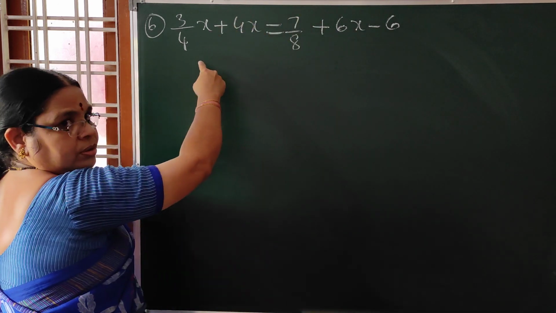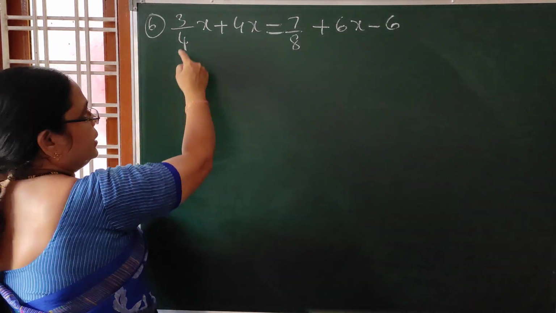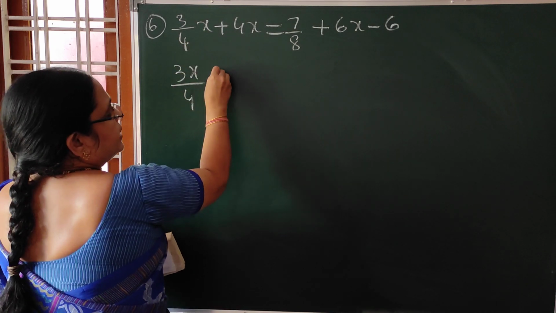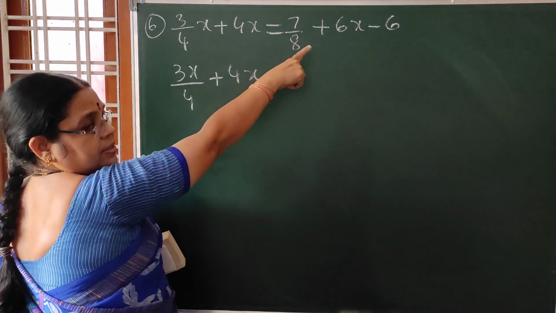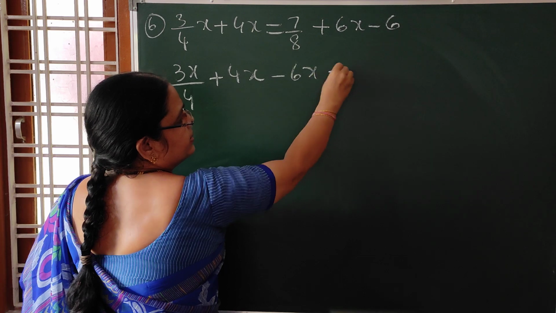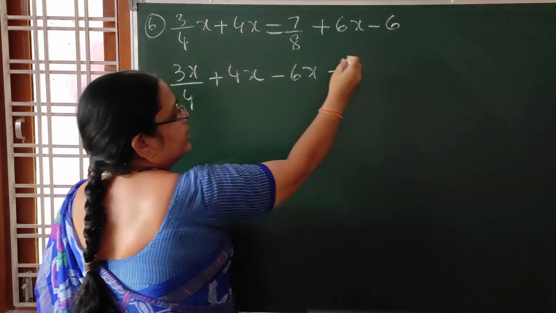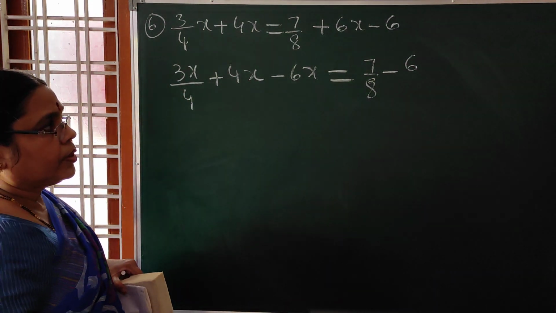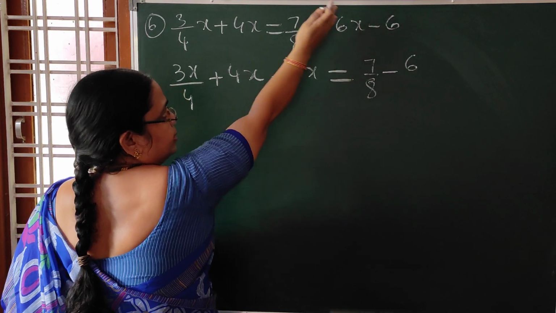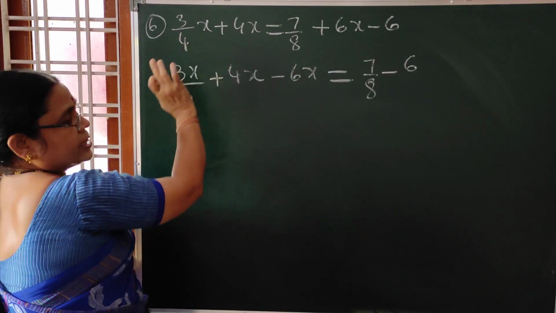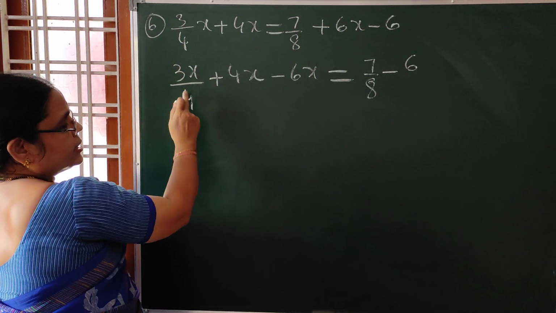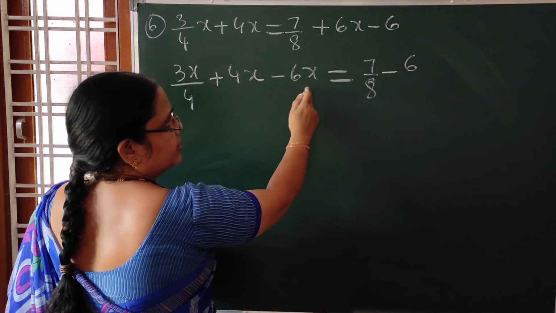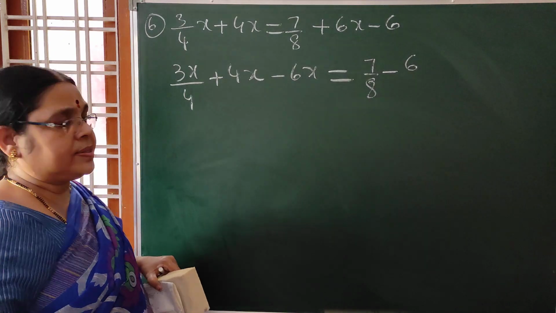So now you have to separate these constants and variables. So this variable will come to LHS. In LHS what do you have already? 3/4 x. 3/4 into x becomes 3x/4, plus 4x. From RHS plus 6x is coming, so it becomes minus 6x, is equal to, in RHS you have 7/8 minus 6. Nothing I did, just this variable I brought to LHS.